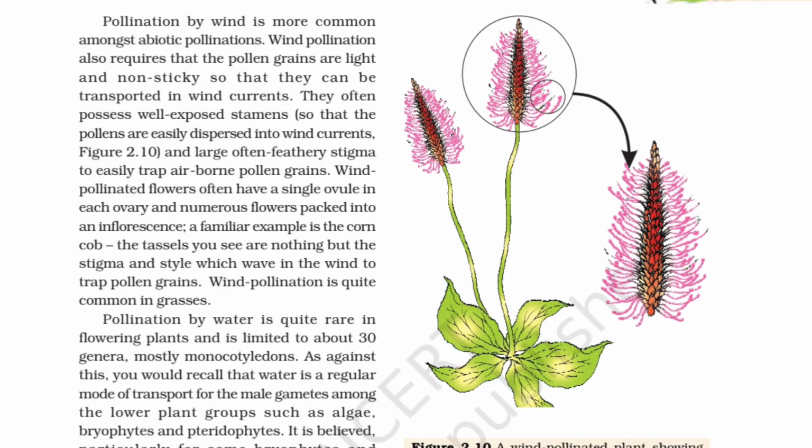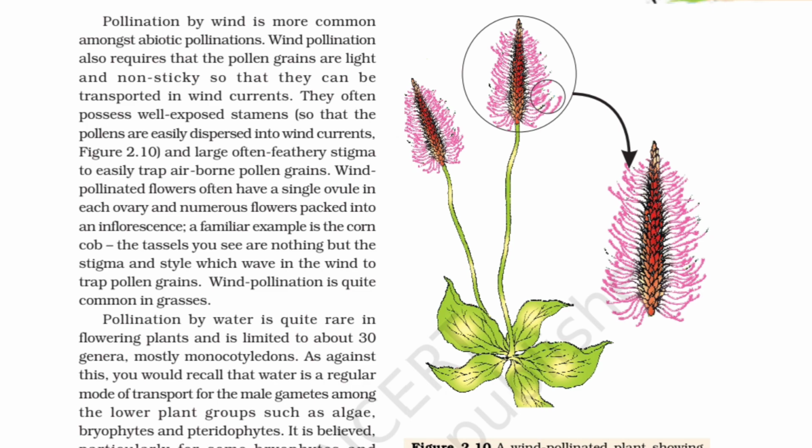Pollination by wind is more common amongst abiotic pollinations. Wind pollination also requires that the pollen grains are light and non-sticky so that they can be transported in wind currents. They often possess well-exposed stamens so that the pollen is easily dispersed into the wind currents, and large, often feathery stigma to easily trap airborne pollen grains. Wind-pollinated flowers often have a single ovule in each ovary and numerous flowers packed into an inflorescence.